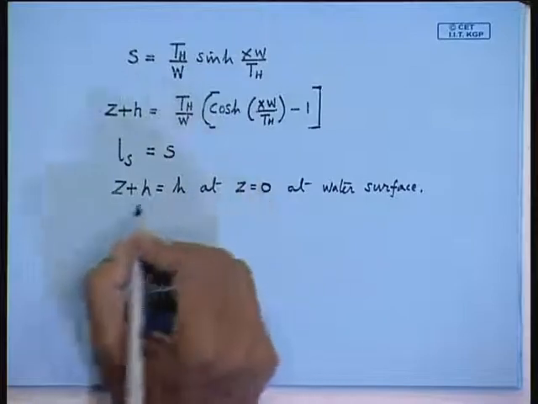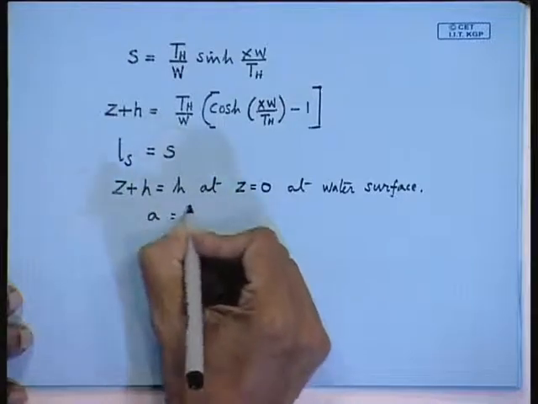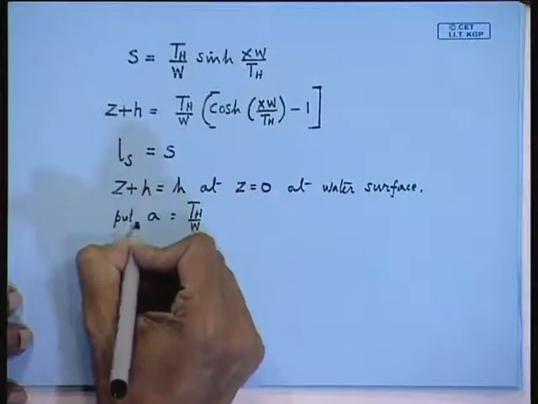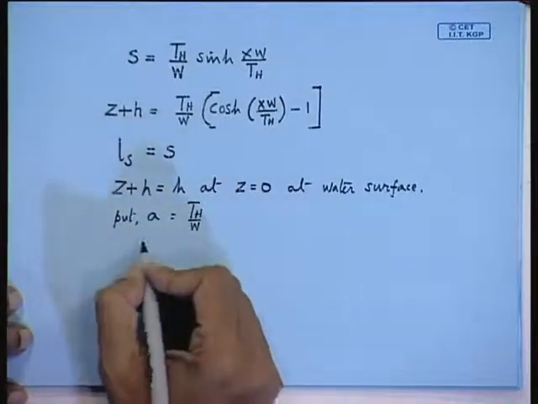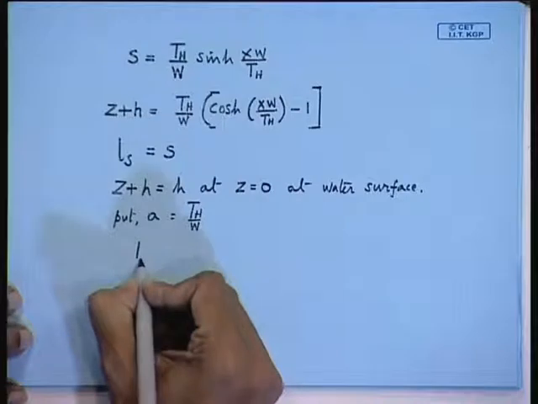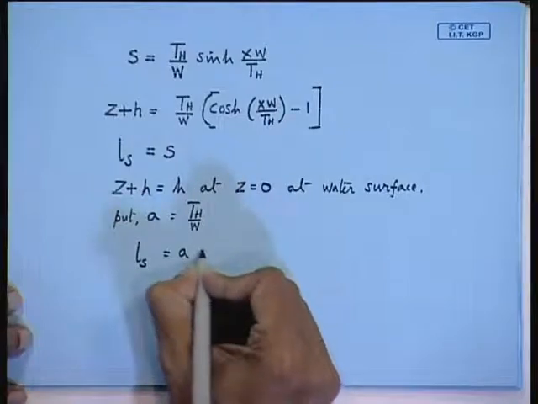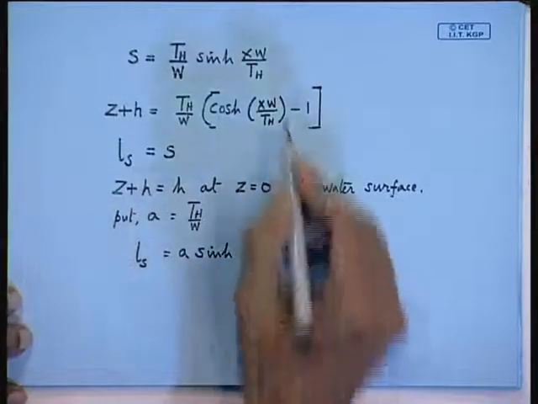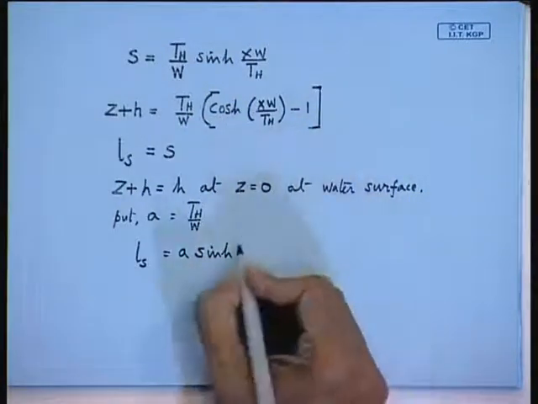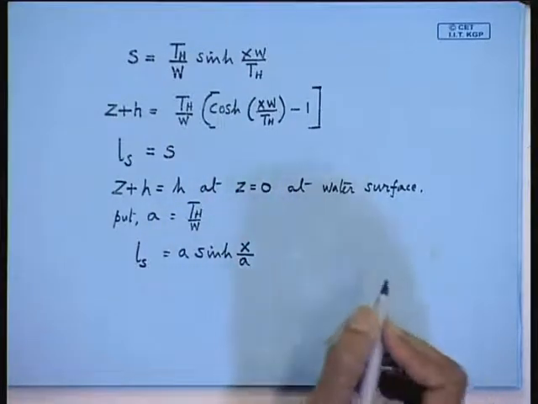Now you put the small a as TH by W. So our expression for LS becomes LS equals S. The length of chain cable we write as LS. So this is a sin hyperbolic. What is XW over TH? This is X by a. So this is a sin hyperbolic of X by a. So that is simple, okay.